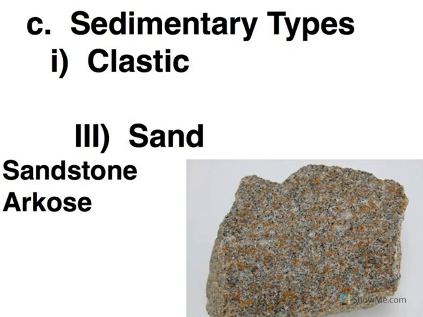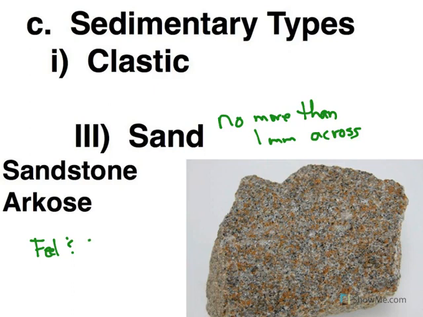Sand size, you're looking at no more than 1 millimeter across. This is going to feel grainy, and you can see the grain. So sand, of course, turns into sandstone, and this is a picture of one type of sandstone. Arkose also would have sand-sized clastic pieces.